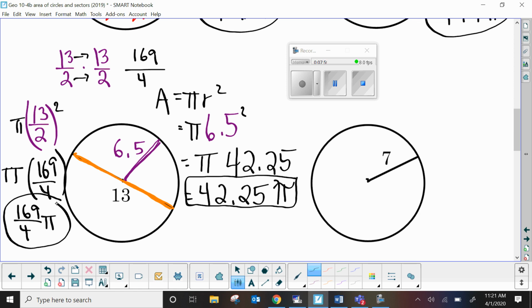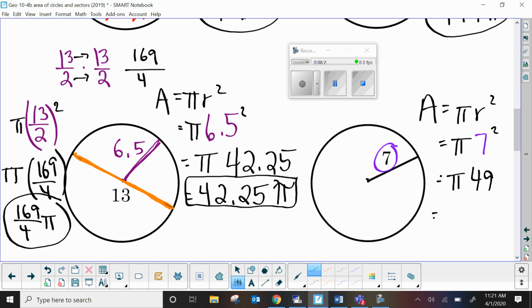Go ahead and finish this last one. My radius is given to me. My radius is 7, so since the formula is pi r squared, pi times 7 squared. In the calculator, 7 squared is 49. And I'm just going to write it as 49 pi. Boom. Hopefully you understand finding the area of a circle.